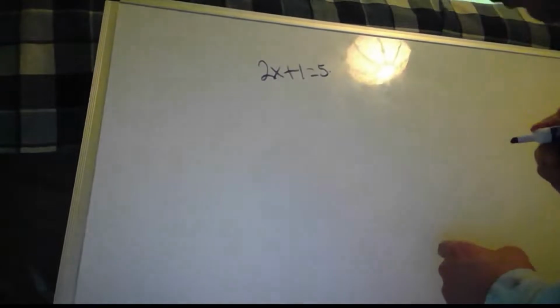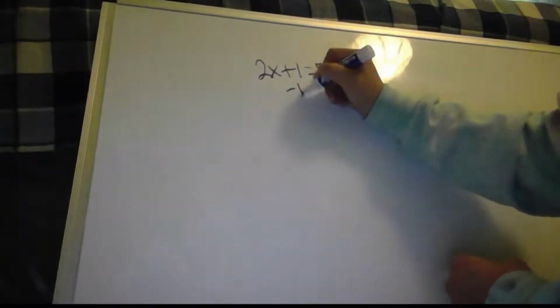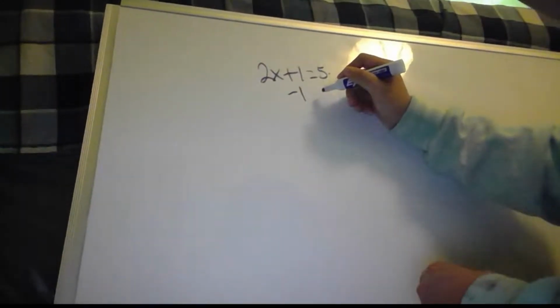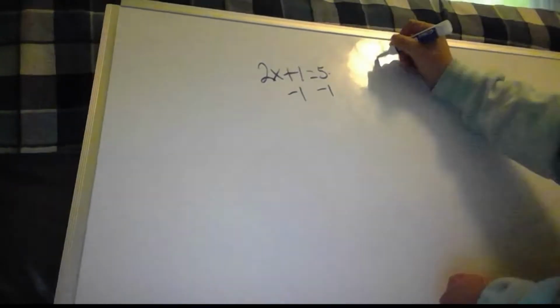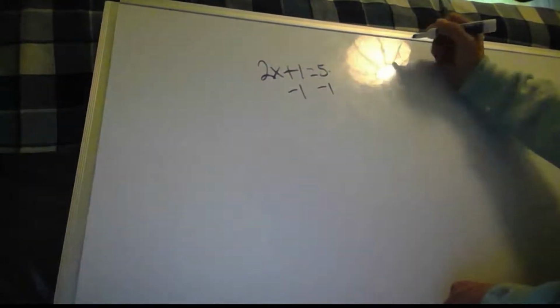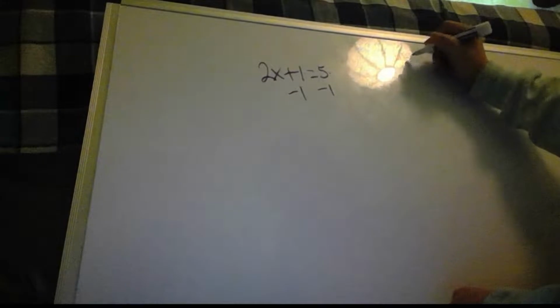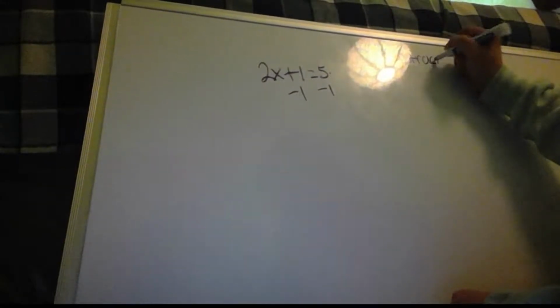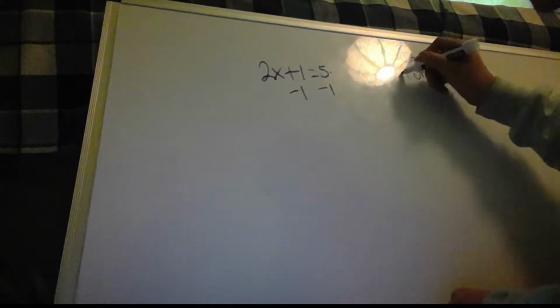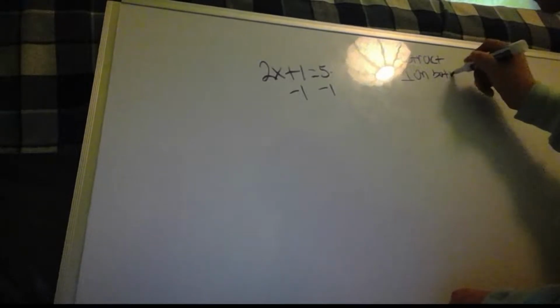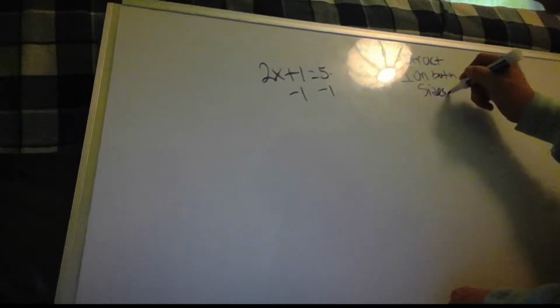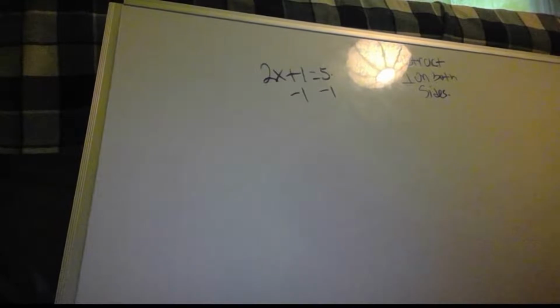Two x plus 1 equals 5, okay? We're gonna subtract 1 on both sides, right? That's our first step. I don't know why this marker... Okay, subtract 1 on both sides.